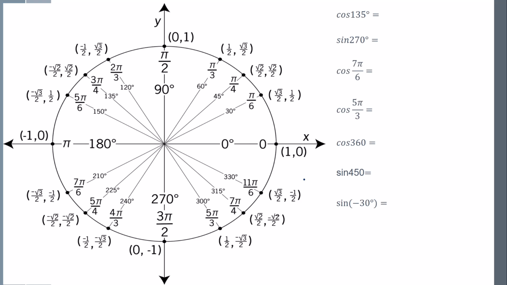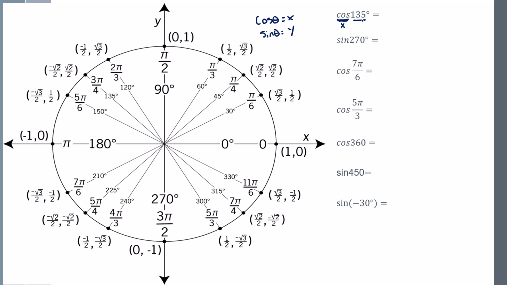Now, there is a pattern to this. We do have to memorize it, but there is a pattern to this, and we're going to go through that pattern. But for now, the only thing we need to know is how to use this to find the values. So remember, cosine is x, the sine value is y. So this is telling me the x value.